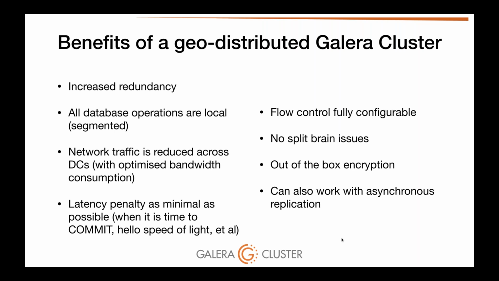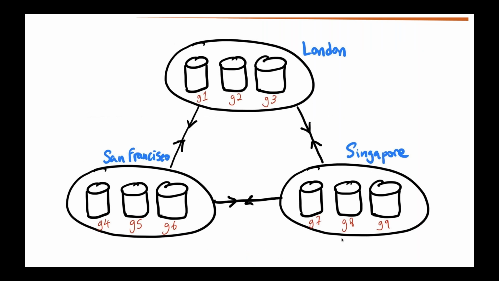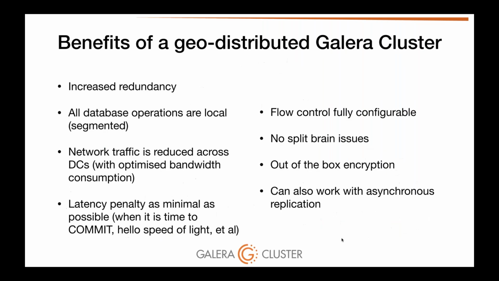You can fully configure flow control, and we'll talk about flow control a little later as well. There's also no split brain issues that you get with a 9-node Galera cluster. You also get out-of-the-box encryption, so you can have SSL at any given time. And of course, this also works with asynchronous replication. So the example I've given you here is a fully synchronous, 9-node multi-master Galera cluster. But the reality is it can also be asynchronous.